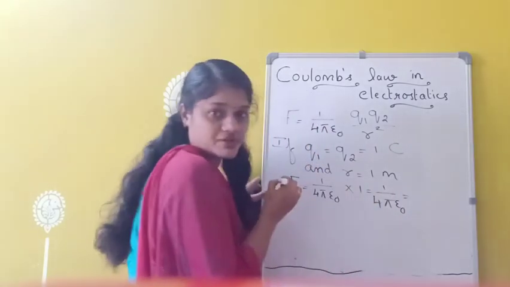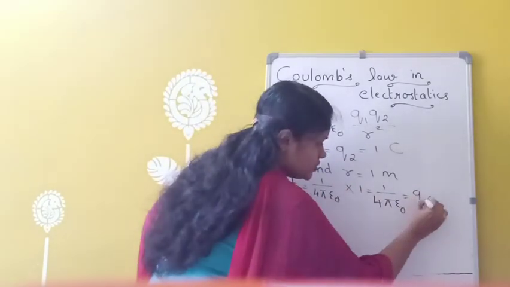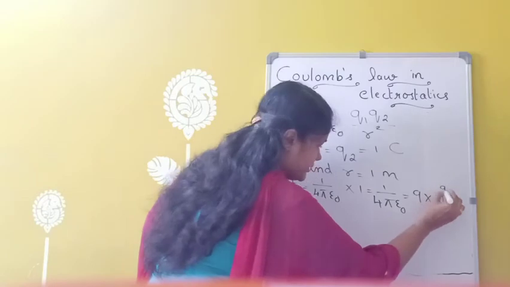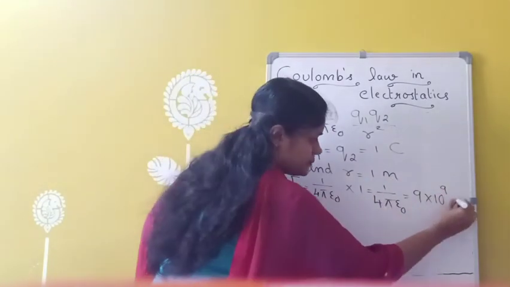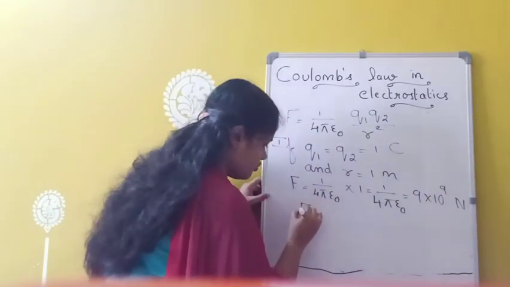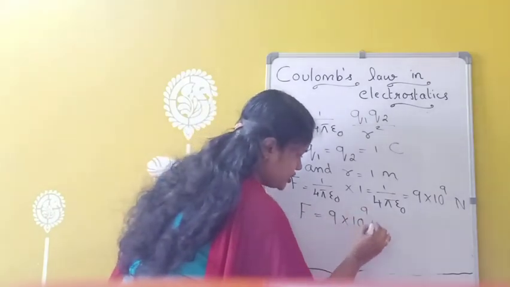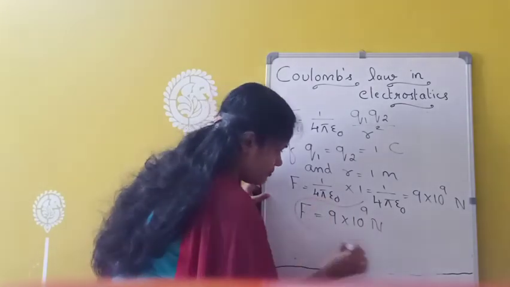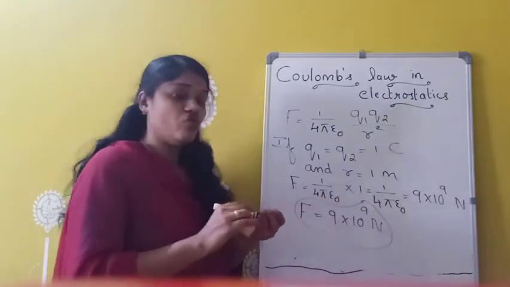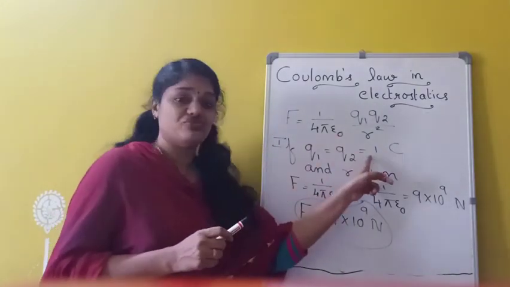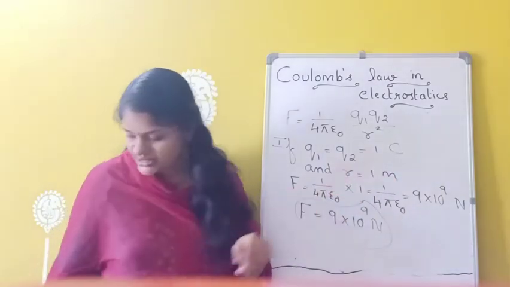And what is the value of 1 by 4 pi epsilon 0? 9 into 10 raised to 9. And what is the unit of force? Newton. Okay. So we got now F equals 9 into 10 raised to 9 Newton. So from this, how will you define 1 coulomb? So from here we can define 1 coulomb. So 1 coulomb is the charge.